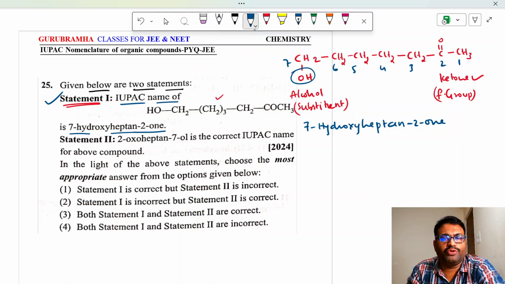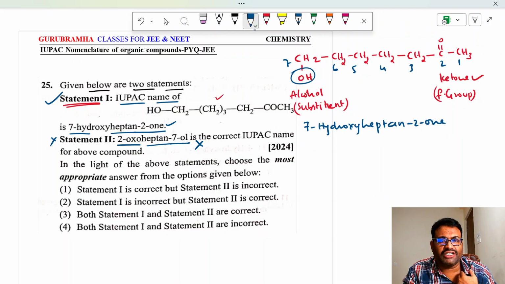What about statement 2? He is saying that this organic compound has the name 2-oxo-heptane-2-one. If this is correct, then what about this? This is wrong. It's a wrong statement, because we have already found the IUPAC name. If that is correct, how can the other one be correct? Okay, that's not correct.